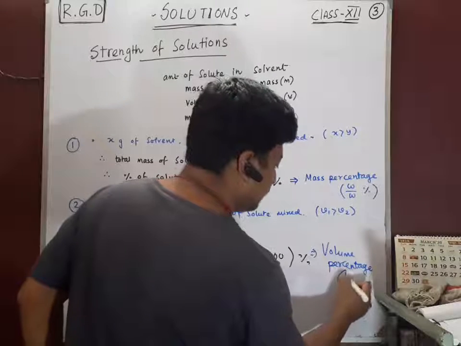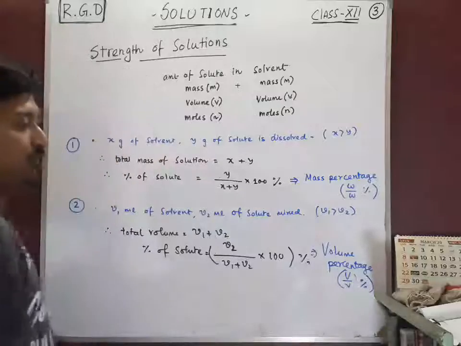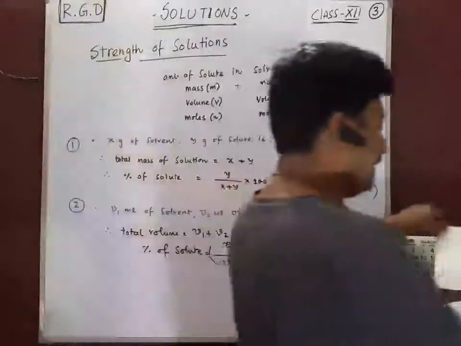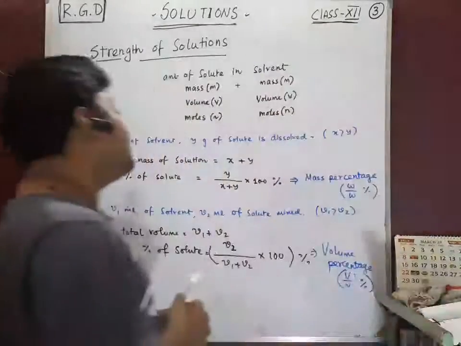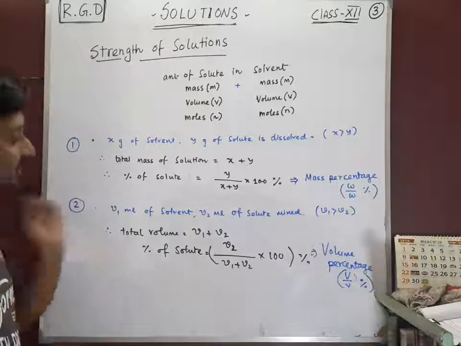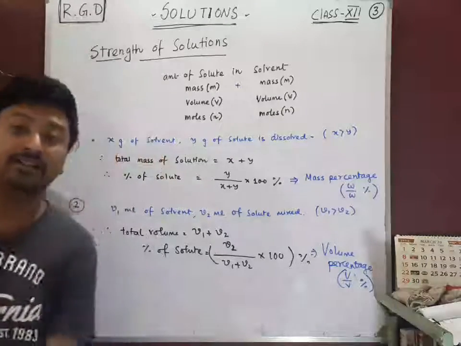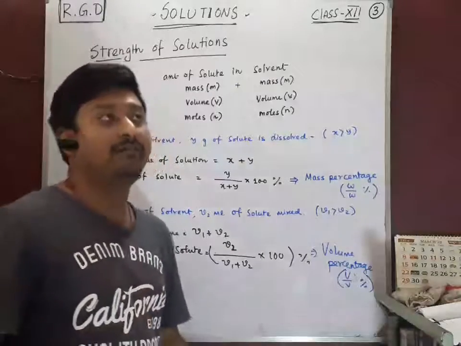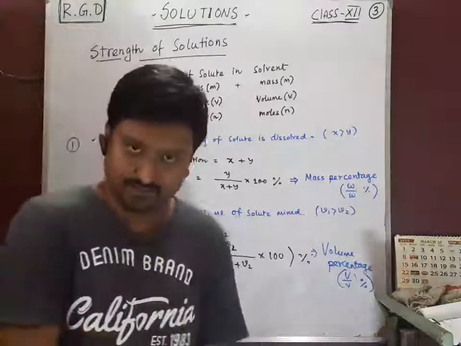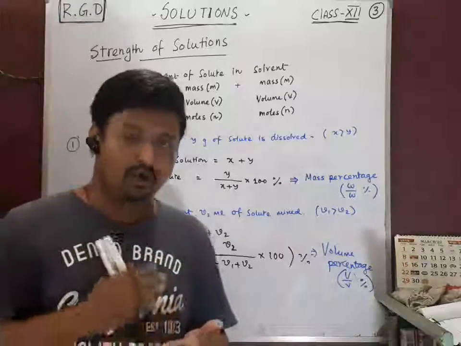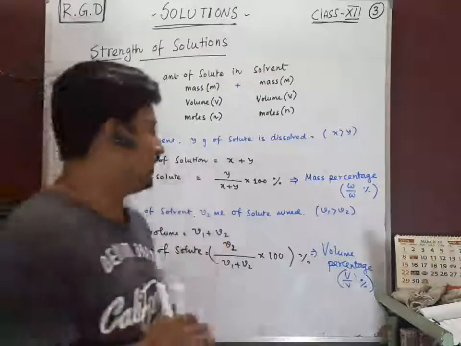Volume percentage, so V by V percent. Volume percent. Okay, now if I say that, what is the significance here? The significance is, let's say, you can say in this way that if someone says 30% volume percent of ethanol, that means 30 ml of ethanol is dissolved in 100 ml of water. Clear? Okay.